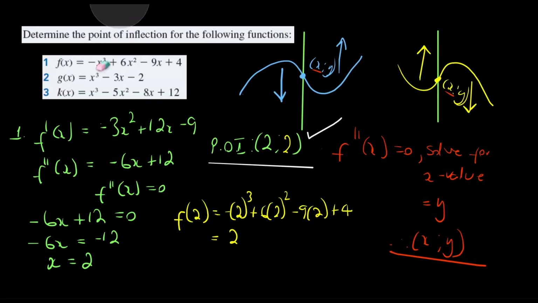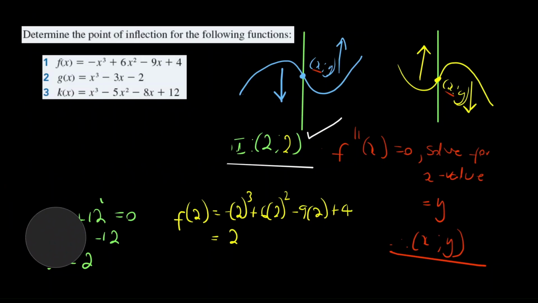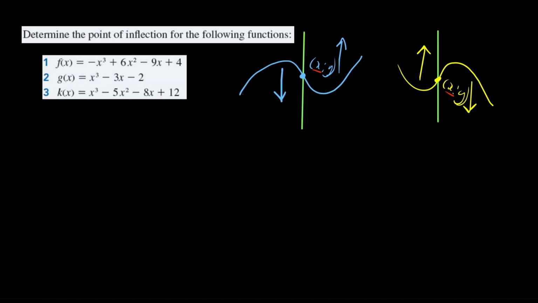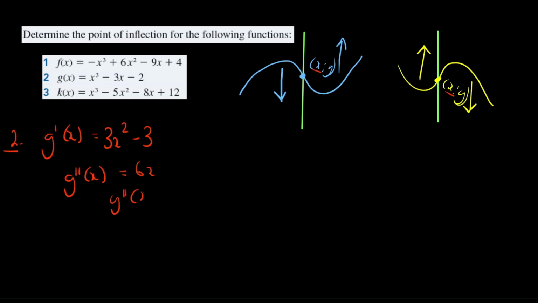So let's continue expanding our knowledge on the second question. On the second question, we need to find the first derivative first, which will be 3x squared minus 3. Then we need to find the second derivative, which will be 6x. Then we need to equate this to 0, so 6x is equal to 0. Divide both sides by 6, x will be equal to 0.